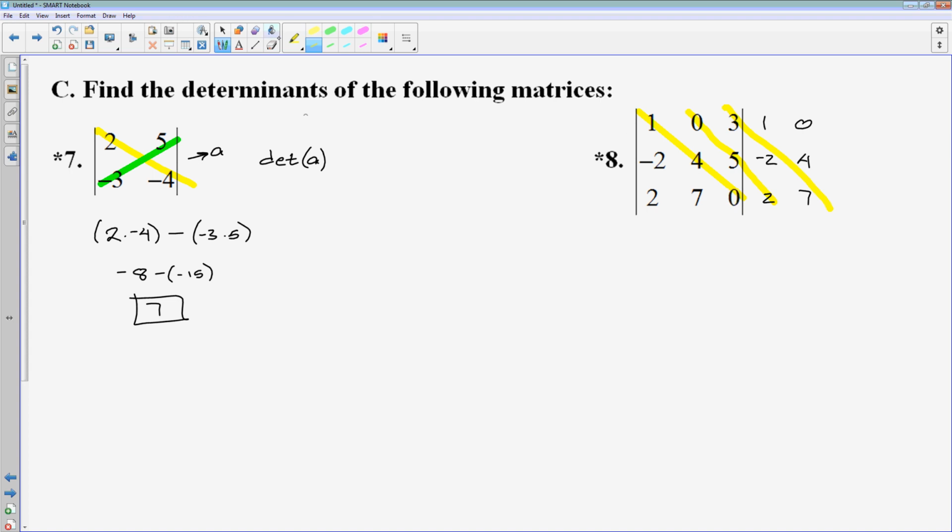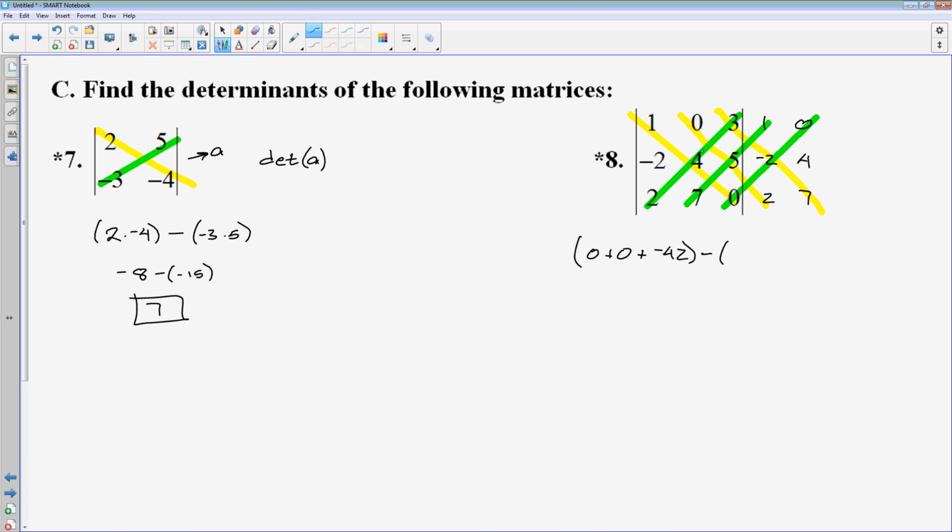So I'd multiply those going down, and when I multiply those, we add those products also. So 1 times 4 times 0 plus 0 times 5 times 2, plus 3 times negative 2 is negative 6 times 7 is negative 42. And then we will subtract, and then we will add the products of the uphills. So now I will do those three, and these three.